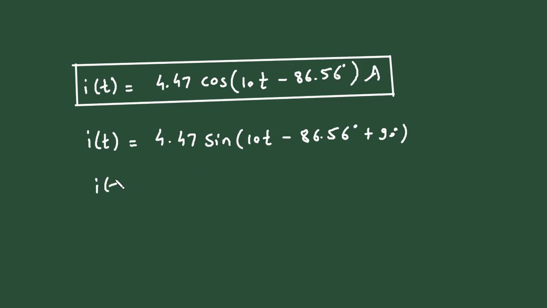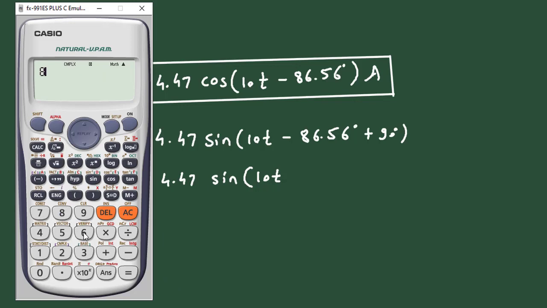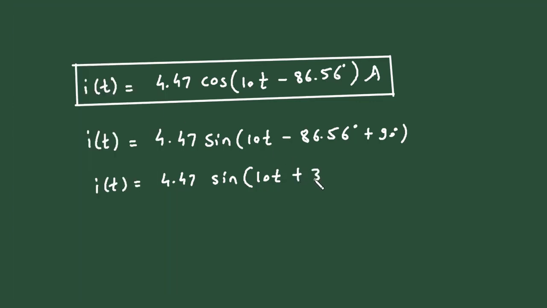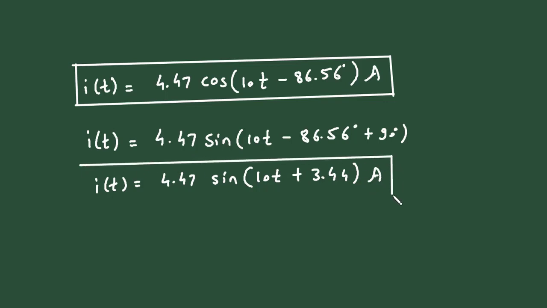So this will be I of t is equal to 4.47 sine 10t, and this will be minus 86.56 plus 90 degree. So it is plus 3.44, and since it is current, so its unit will be ampere. So this is the final answer for current.